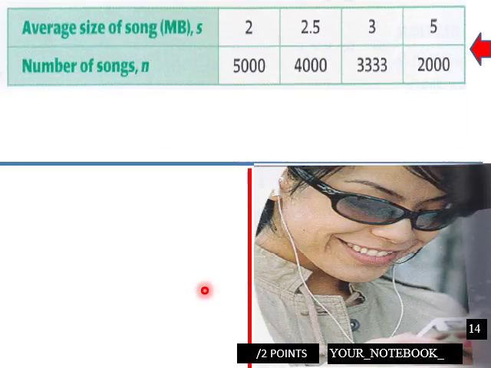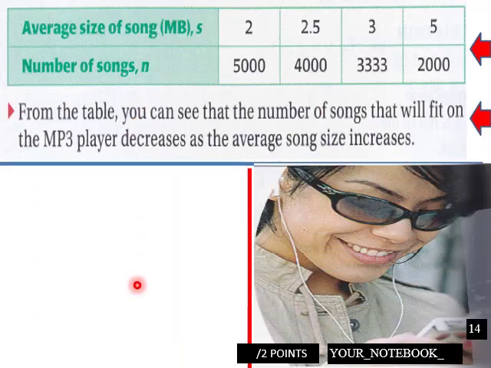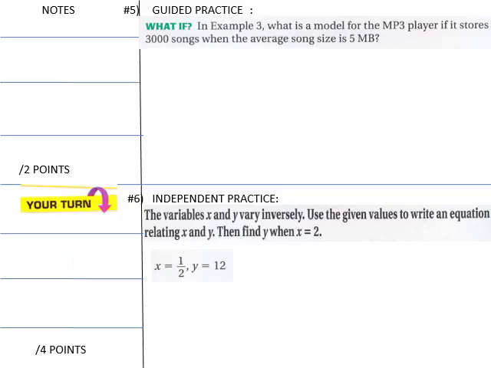Notebook page 14. Make this into your notebook, students. So here is your table: average size of a song in megabytes, 2, 2.5, 3, and 5 megabytes, and the number of songs that can fit on the MP3 player at each average song size. So we have that. We used our inverse variation. From the table, you can see the number of songs that will fit on the MP3 player decreases as the average song size increases. So that's an inverse relationship there.